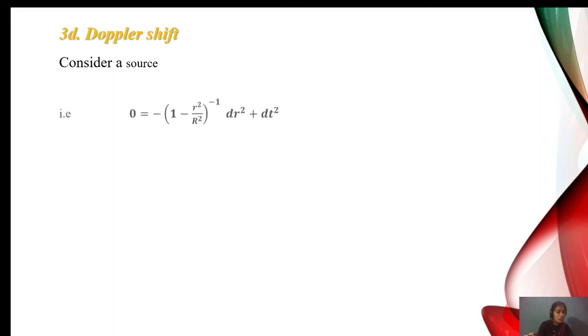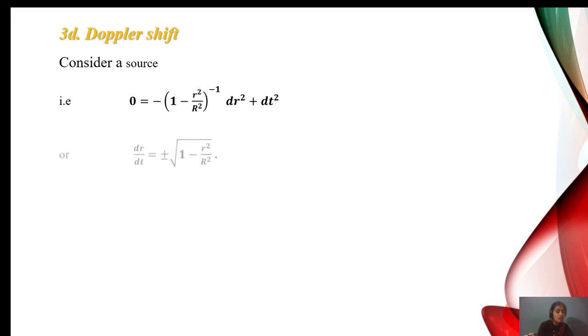Let us go to the next topic, the 3D Doppler shift. This is the most important part exam-wise, because questions are always asked from this part. Doppler shift. Consider a source, with 0 equals minus 1 minus r square upon capital R square to the power minus 1 dr square per dt square.